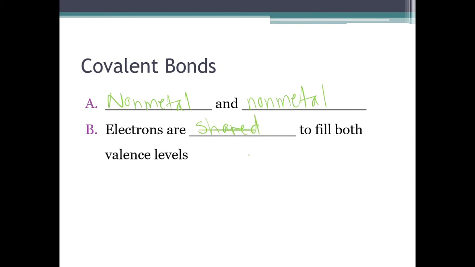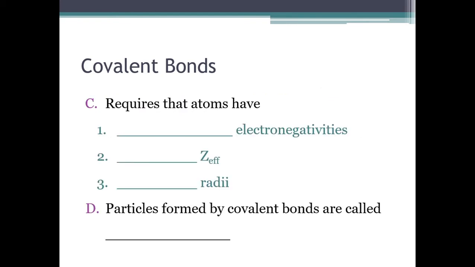And as we learned in the last unit, for covalent bonds, electrons are shared to fill the valence levels of both atoms that are participating in the bond. In order for this to happen, a couple of things have to be true. Both of the atoms involved need to have similar electronegativities. If one atom is a lot stronger than the other with a much higher electronegativity, it's just going to steal the electrons and it will become ionic.